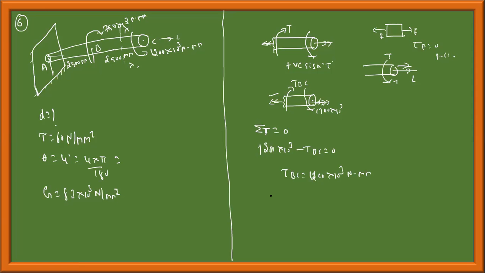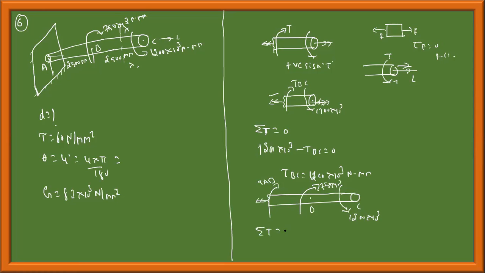Next, go to the next section. This is where I have taken the section. This is point B, this is point C. There is a torque 1200 into 10 power 3. Also at point B, there is a torque 750 into 10 power 3. And in this section, I will always assume my torque is pointing away from the section, like TAB.